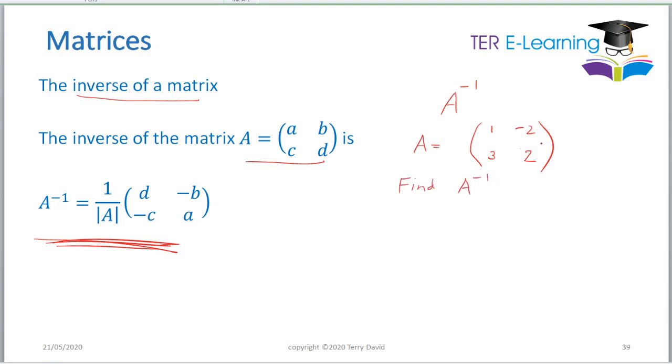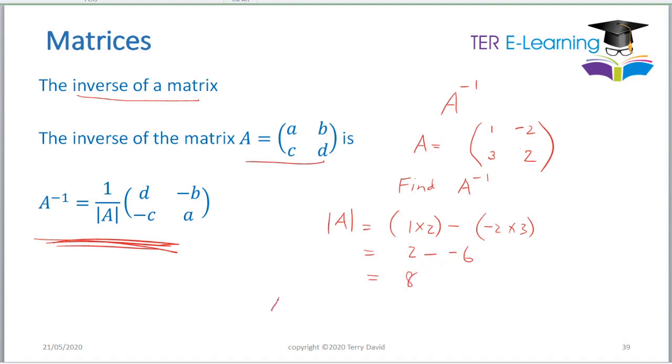Now you need to know what that symbol means. That symbol means the inverse of a matrix. So the first thing we need to do before we can find the inverse of a matrix is find the determinant. The determinant is written like this. We take 1 multiplied by 2, and we subtract minus 2 multiplied by 3. 1 multiplied by 2 gives me 2, and minus 2 by 3 gives me minus 6. So therefore, my determinant is 2 minus minus 6, which is 8.